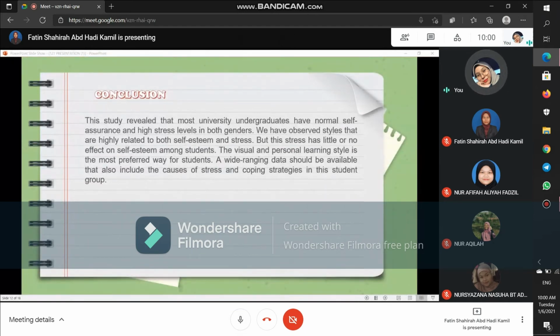The conclusion of this article is that the study reveals that most university undergraduates have normal self-assurance and high stress levels in both genders. We have observed that learning styles are highly related to both self-esteem and stress, but this stress has little or no effect on self-esteem among students. The visual and solitary learning style is the most preferred way for students. A wide-ranging dataset should be available that also includes the causes of stress and coping strategies in the student group.